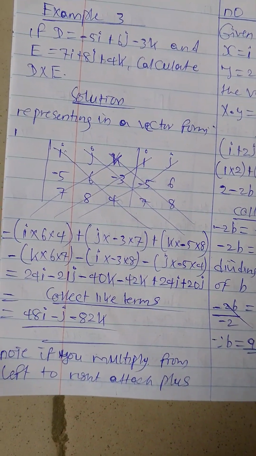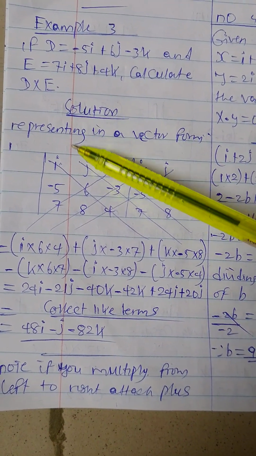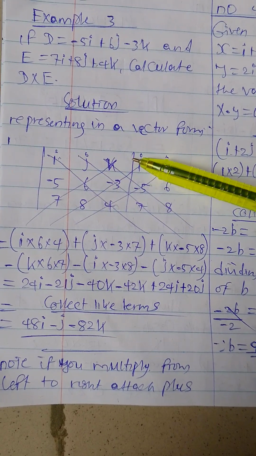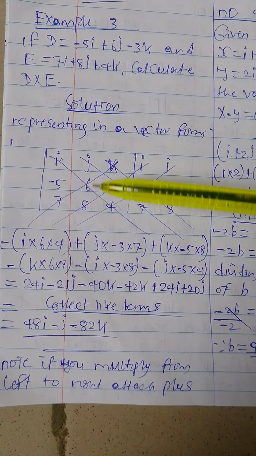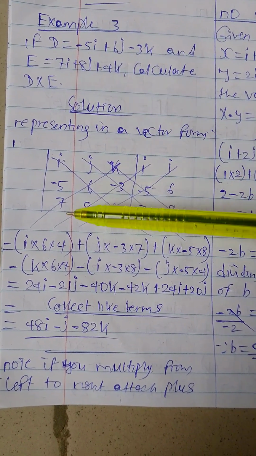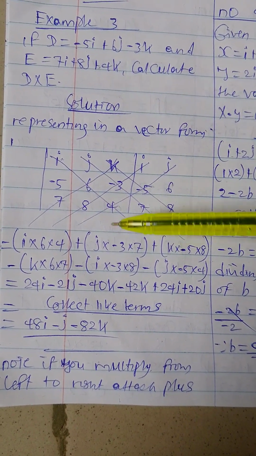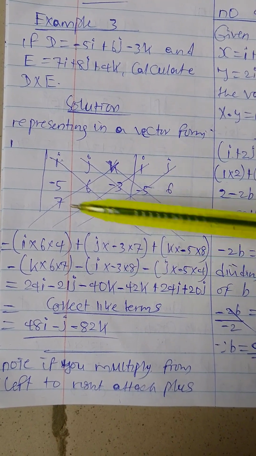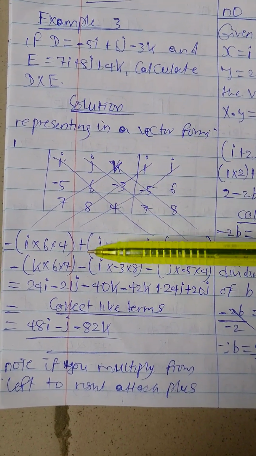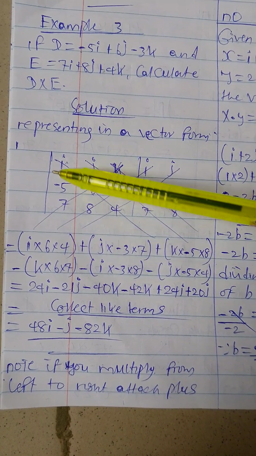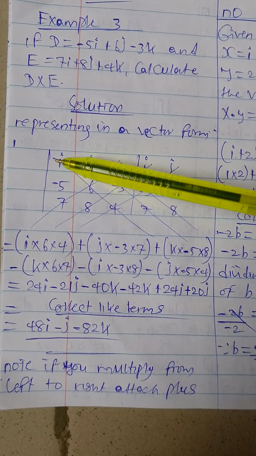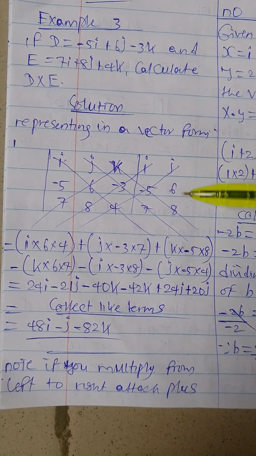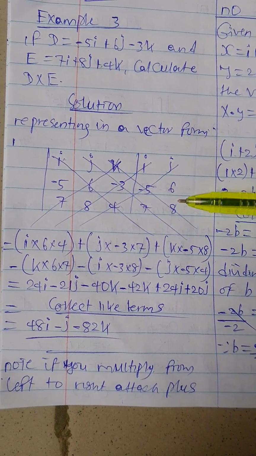Now therefore, what do you do to solve this? I first have to represent this in vector form. So we have i, j, k first. Then I have minus 5, 6, minus 3, and then 7, 8, 4. Now if you want to solve this in a shorter way, take the first and second columns. Here is the column and here are the rows. So the first column is i, minus 5, 7. The second column is j, 6, 8. Always take the first and second columns to make it easier.